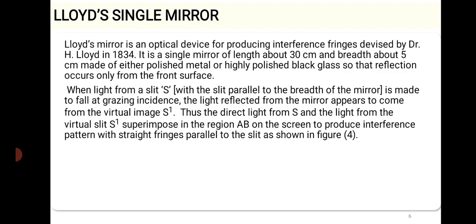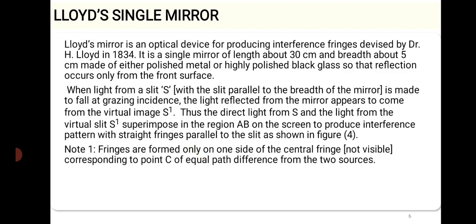When light from a slit S is made to fall at a grazing incidence, the light reflected from the mirror appears to come from the virtual image S1. Thus, the direct light from S and the light from the virtual slit S1 superimpose in the region AB on the screen to produce the interference pattern with straight fringes parallel to the slit, as shown in the figure.